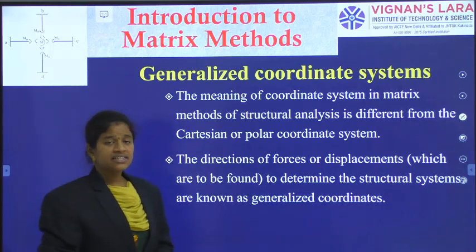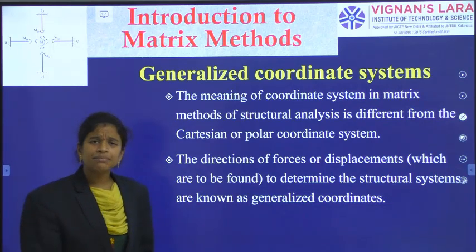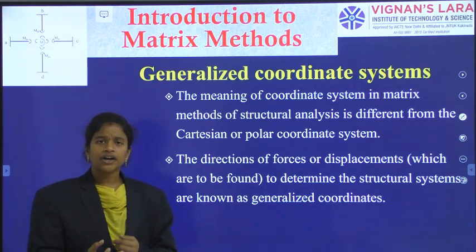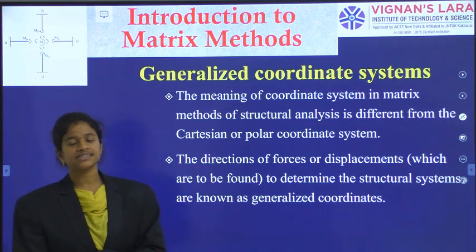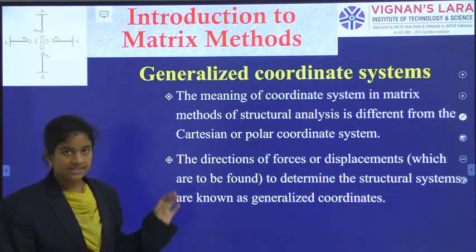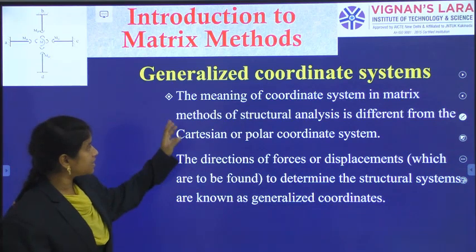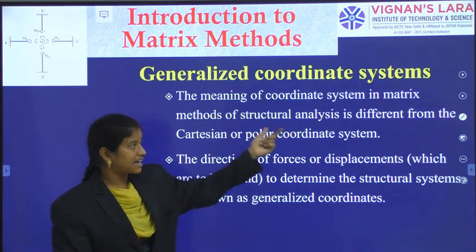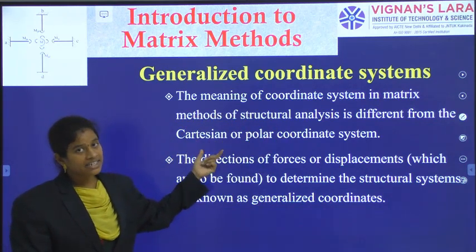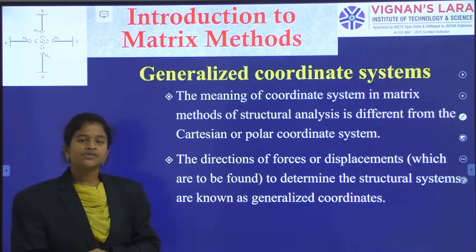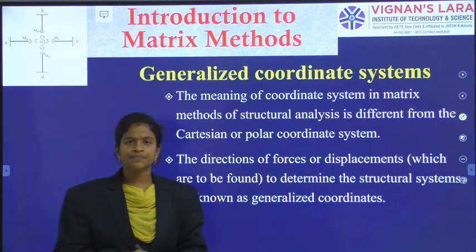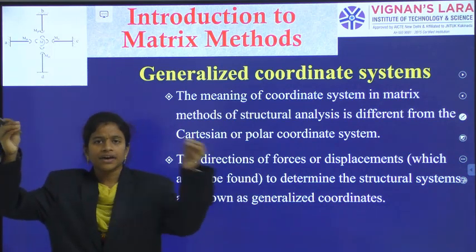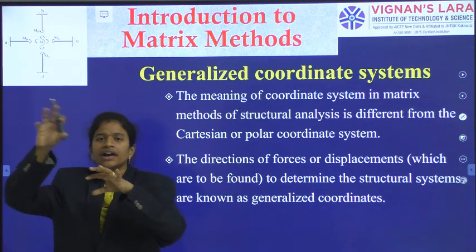Next thing, generalized coordinate system. So what is the meaning of generalized coordinate system? Yes, being a mathematical or a normal science student, we can say coordinate system. But here the coordinate system is completely different. See here, the meaning of coordinate system in the matrix methods of structural analysis is different from the Cartesian or polar coordinate system. So generally what do we say coordinate system? Coordinate system means from x how far it is, from y how far it is. That is the coordinate condition.